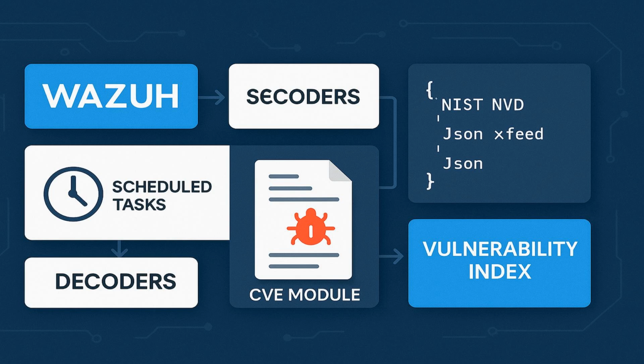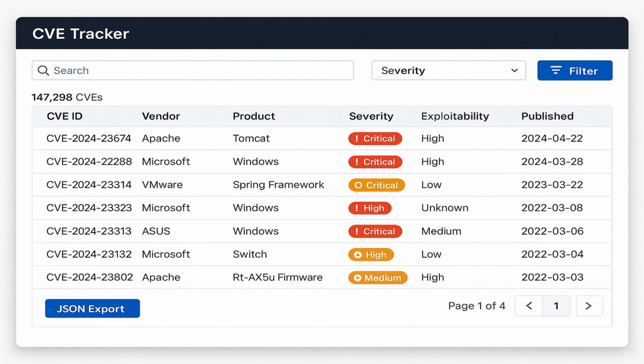Under the hood, Wazuh uses scheduled tasks and decoders to maintain an updated vulnerability index. The CVE module syncs with feeds like the NIST, NVD, and others, parsing JSON entries and enriching them with metadata for context-aware alerts. You can even configure detection rules to trigger alerts based on CVSS scores or vulnerability age.